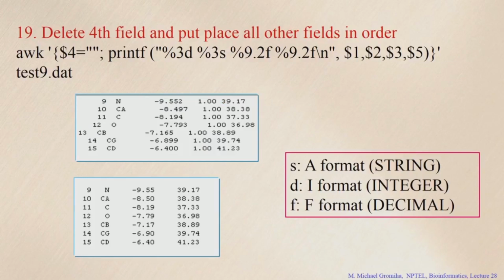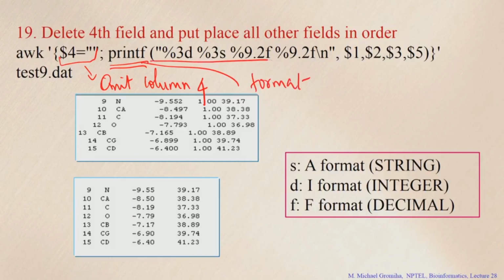So, we can combine these two commands and make one command. awk $4 equal to empty inverted commas means that you need to omit it, and write everything in printf. So, what will happen here? This will omit column number 4. Then what will printf do? It gives the specific format.